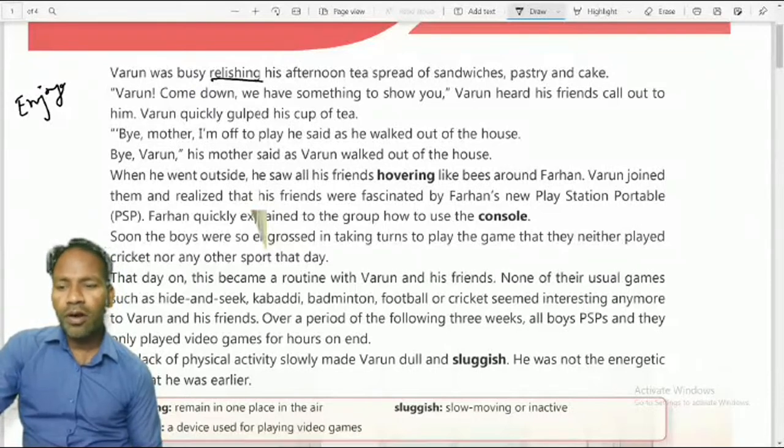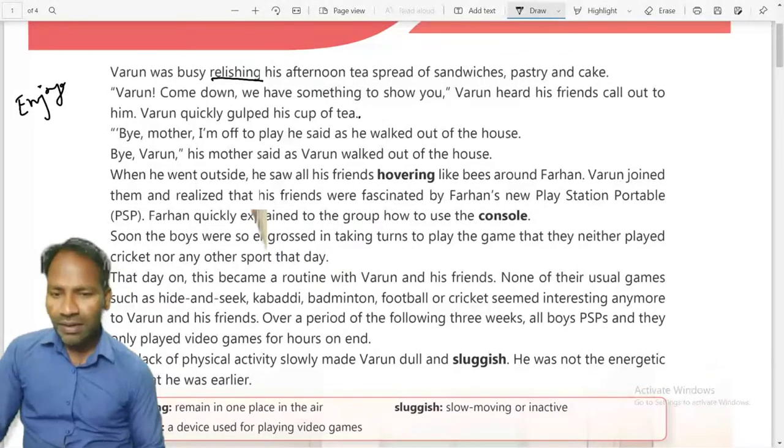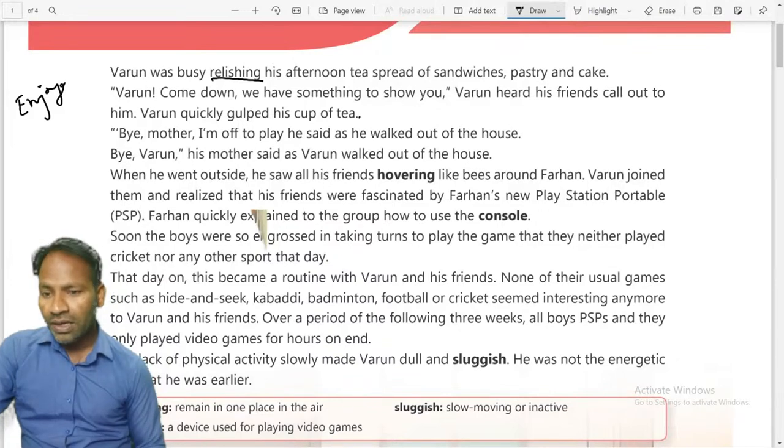"Varun, come down. We have something to show you." Varun heard his friends call out to him. They shouted, "Varun, come down, we have something to show." As soon as Varun heard his friends calling him, he quickly gulped. Gulp means ate or drank very quickly, to devour something.